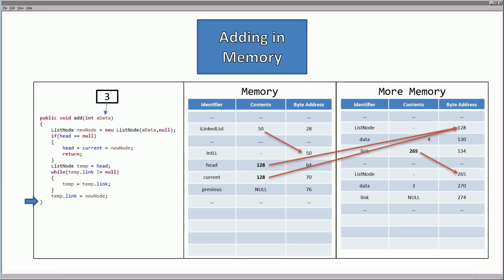Now, once we're outside of that method, new node no longer exists. But the node that's being referred to from the head points to here, and then that list node now points to this link right here. So this is the node that contains the data 4, this is the node that contains the data 3.